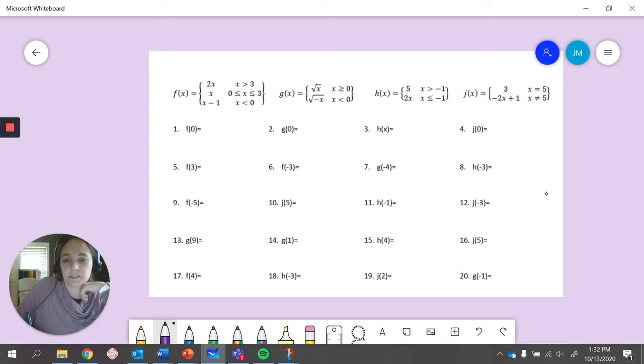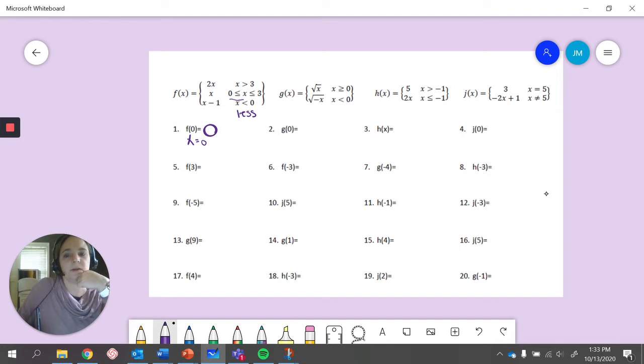F of 0 means that x equals 0. So when I go to my f function, I have to decide which of these rules I'm going to input the 0 into. Okay, so this bottom rule says x and it has that symbol. That means x is less than 0. Okay, we want x to actually equal 0. So I'm going to go to the middle rule because there's the or equal to symbol. So when x equals 0, I'm going to use the rule where the answer is just you plug it in for x. X is 0, the output is 0.